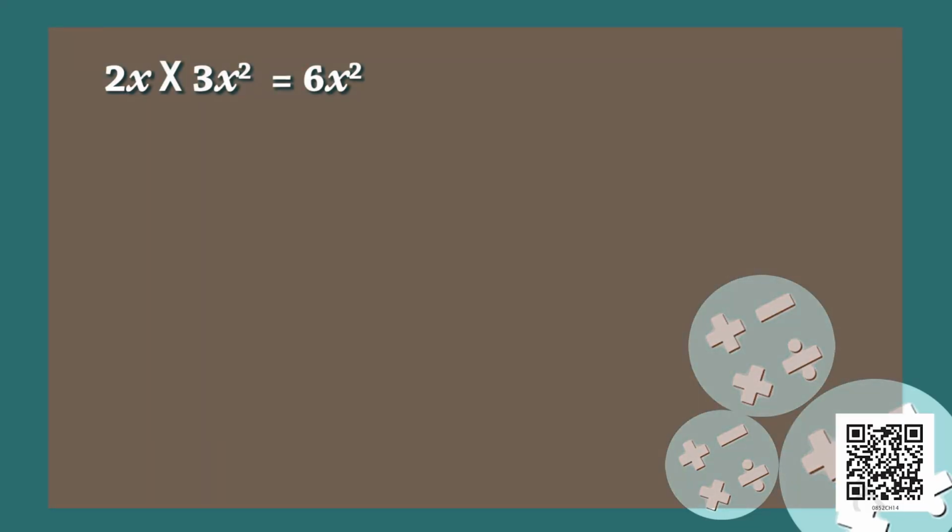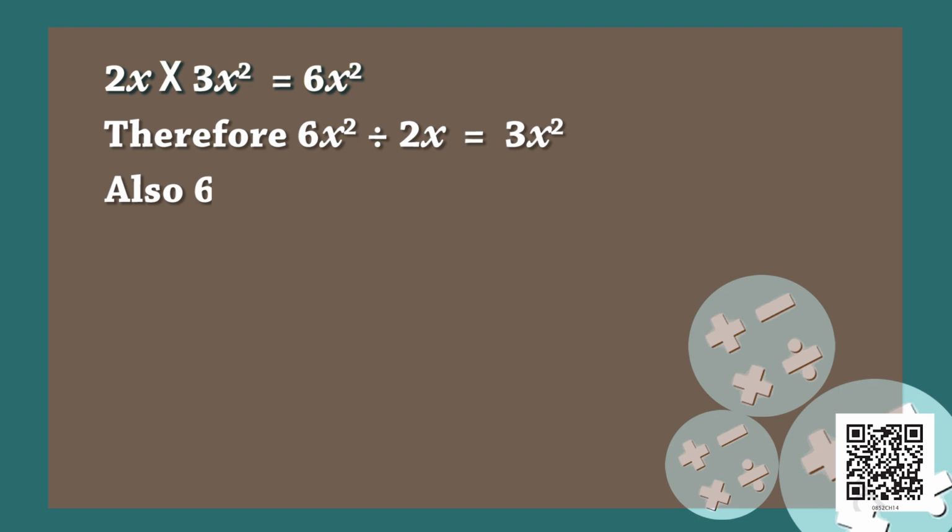2x into 3x square is equal to 6x square. Therefore, 6x square divided by 2x is equal to 3x square. Also, 6x square divided by 3x square is equal to 2x.